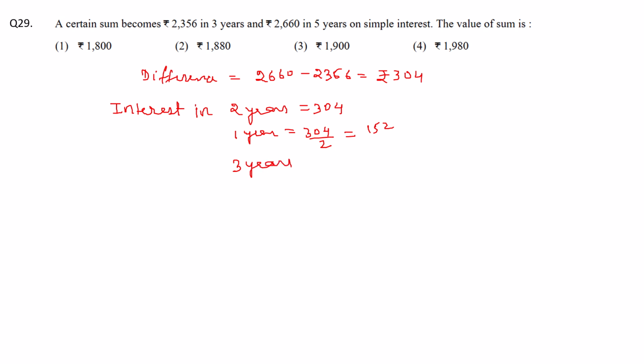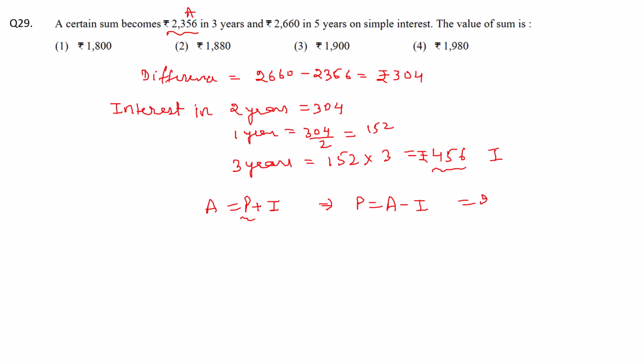Then first one is the condition for 3 years. So in 3 years, how much interest he got? So it is 152 into 3. And if you multiply, he got interest as 456 rupees. So this is the interest occurred in 3 years, and we know that amount equal to principal plus interest. And the value of sum you have to find, means principal you have to find. So principal is amount minus interest. So it is 2356 minus 456, and if you subtract, you will get 1900 rupees. So from here you can say third is the correct option. Okay.